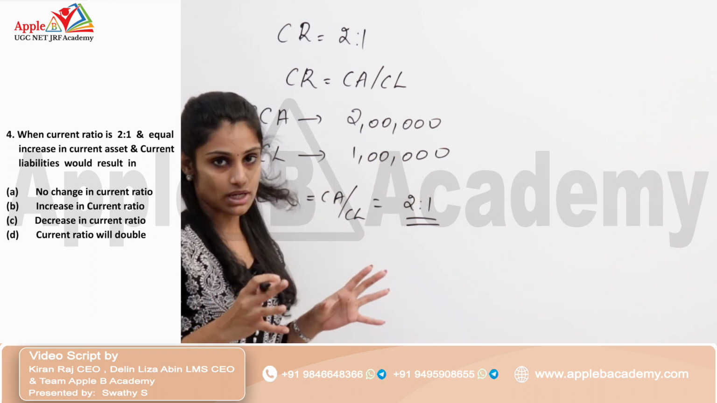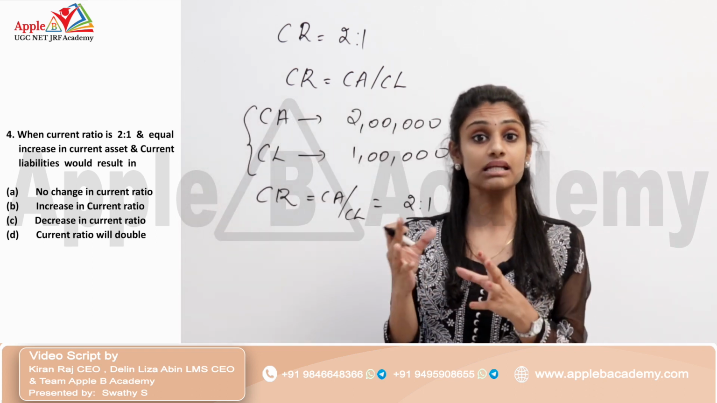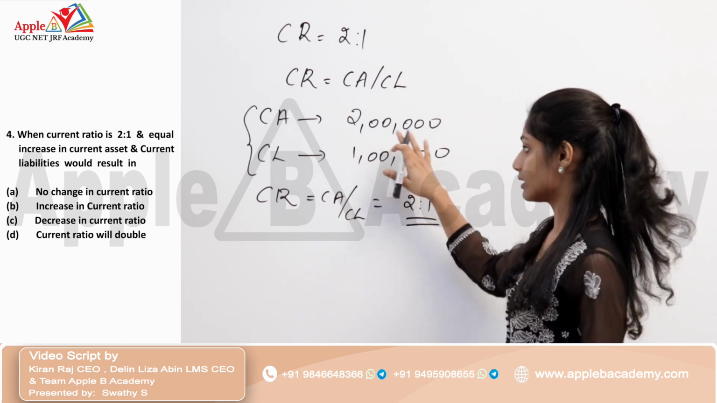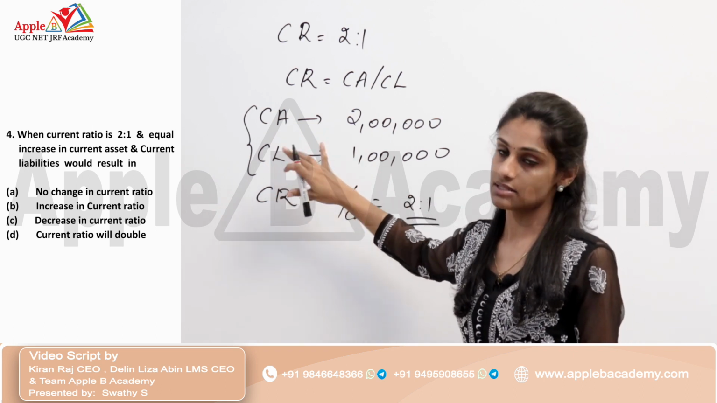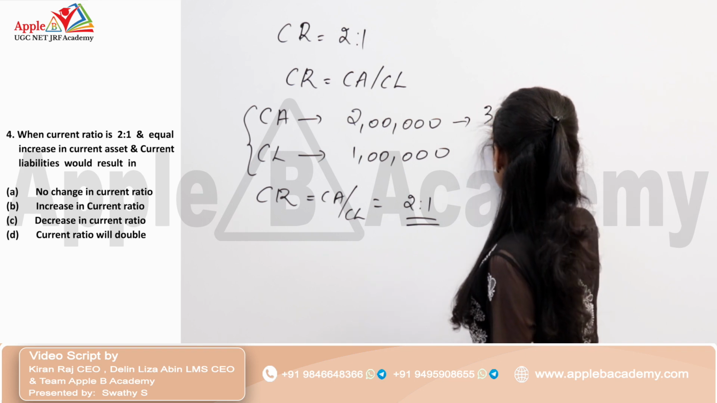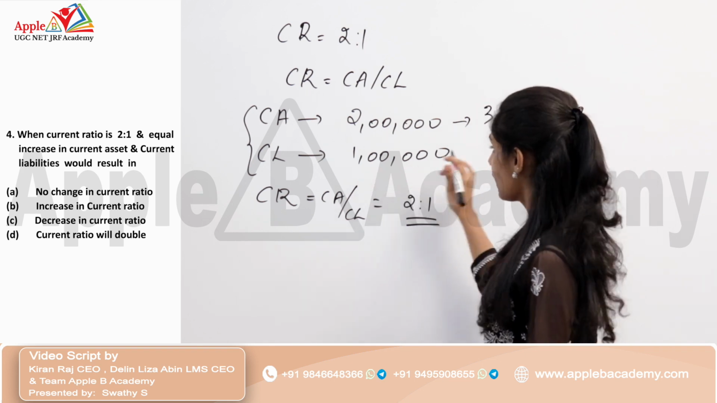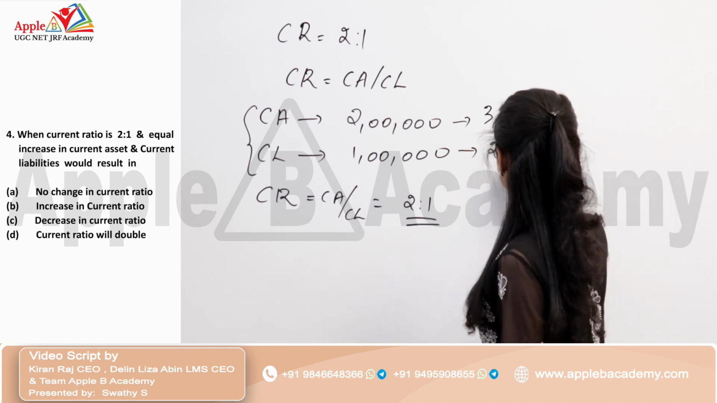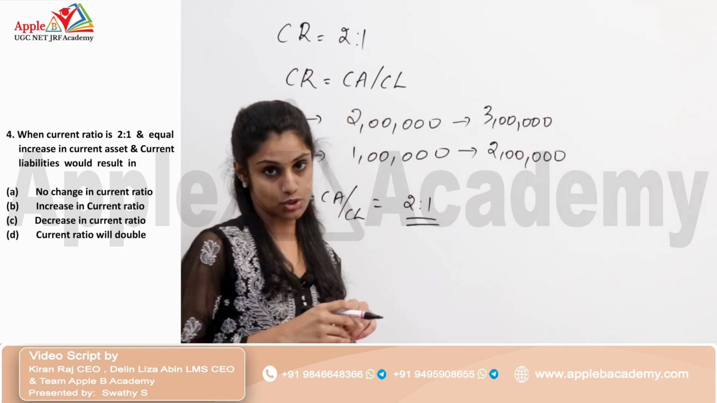This was the situation. Now the question is, if current asset and current liability increase, just assume the increase should be equal, that is, whatever the increase in current asset, the same amount should be the increase in current liability. Just take that current asset becomes 3 lakh, that means there is a 1 lakh increase. Again for current liability there is also a 1 lakh increase, that is 2 lakh. Okay, so this is the second situation.